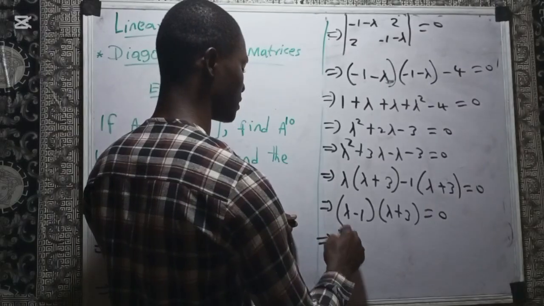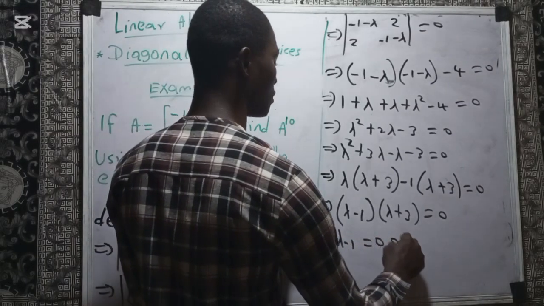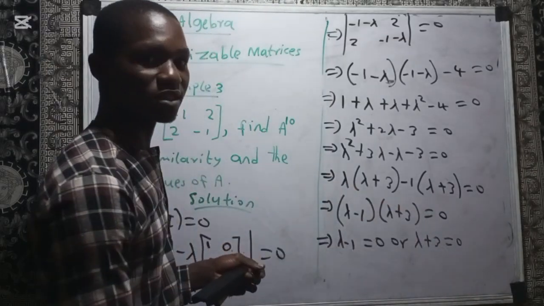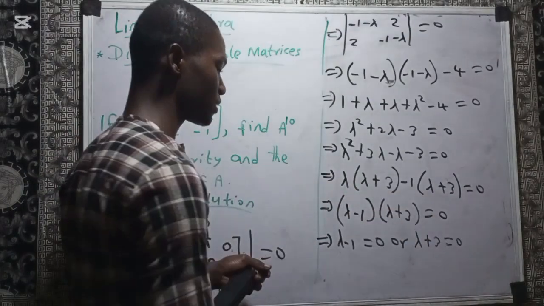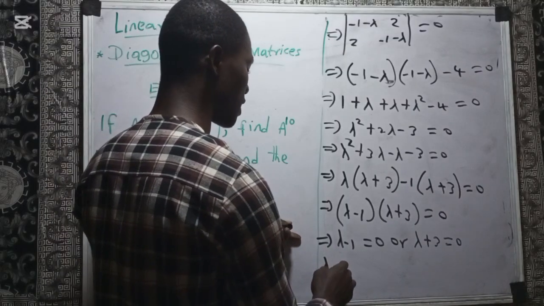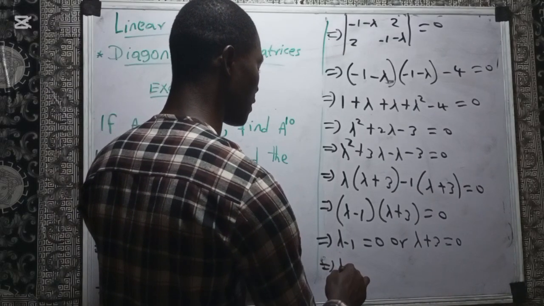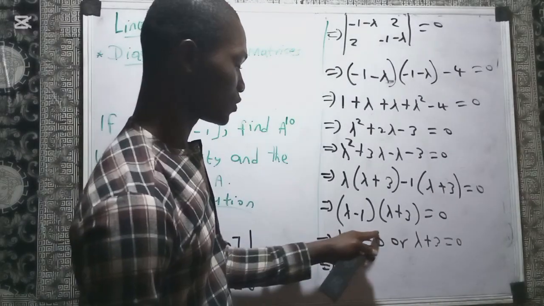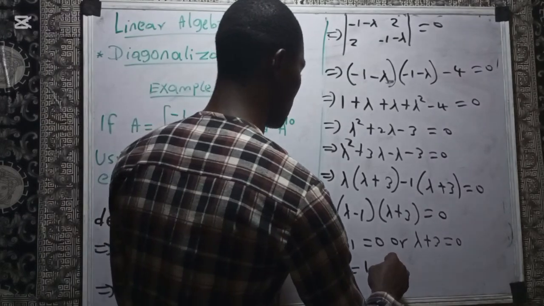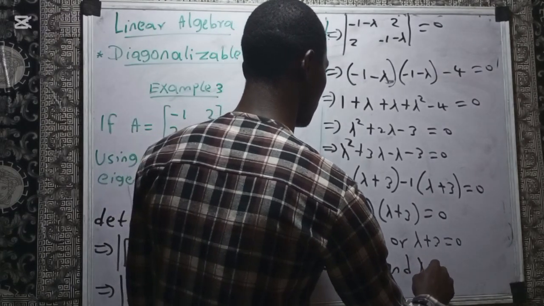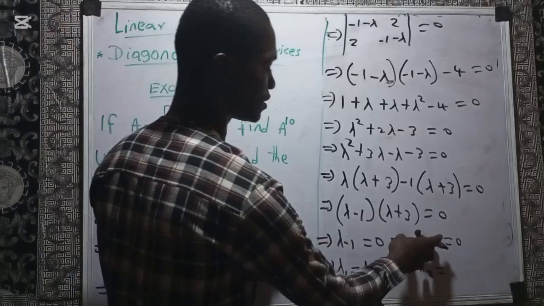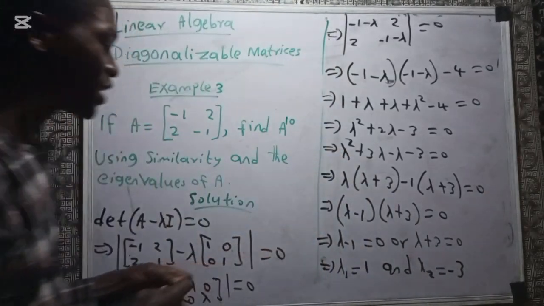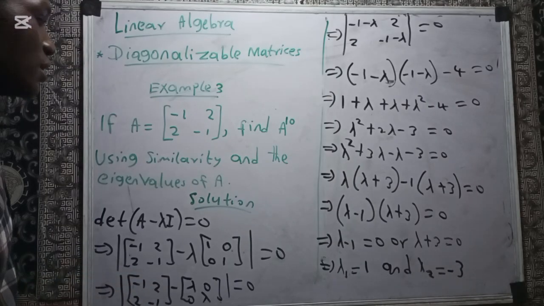So this implies that lambda minus 1 equals 0, or lambda plus 3 equals 0, because the product of these two quantities are giving us 0. Is either that this is 0 or this is 0, right? So if you solve, this implies that our lambda 1 will be, move this negative 1 to the right, you have what? Positive 1, and our lambda 2 will be equal to, move this positive 3 to the right, we have negative 3. So lambda 1 will be positive 1 and lambda 2 will be negative 3.